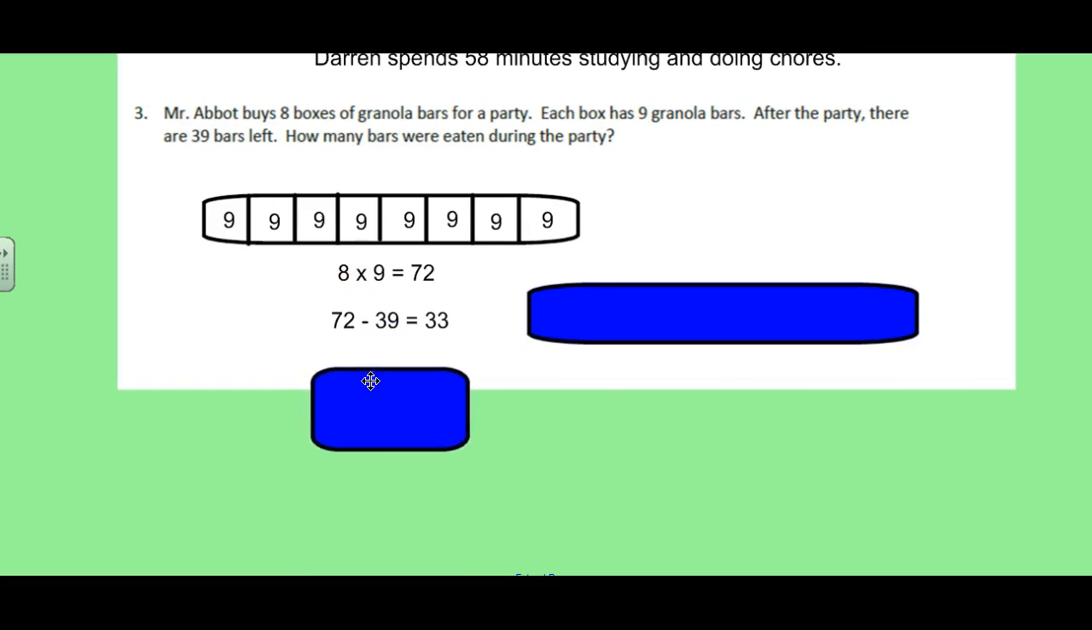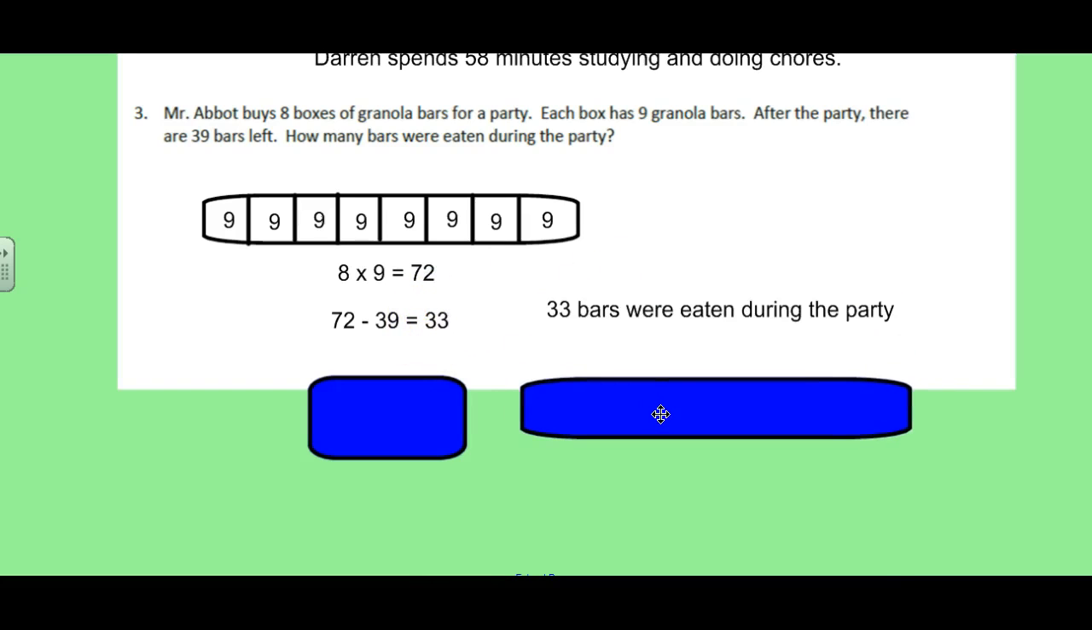So you will have to take 72 minus 39, and that will give you how many bars got eaten during the party, and that is equal to 33. So our sentence would need to say 33 bars were eaten during the party. If your sentence doesn't say exactly that, but it tells me that 33 granola bars were eaten during the party, then you are good to go.